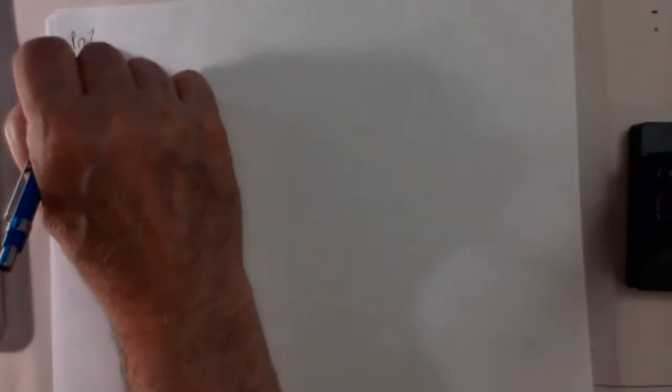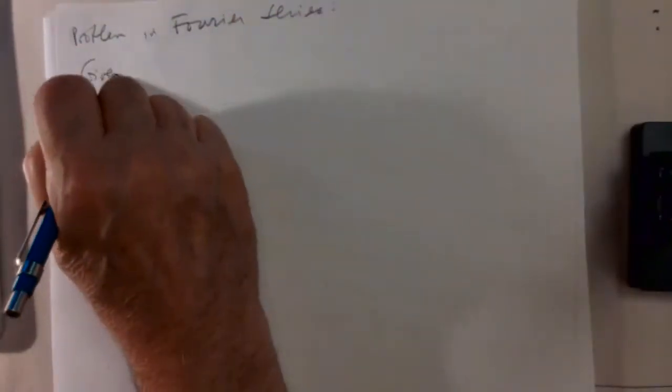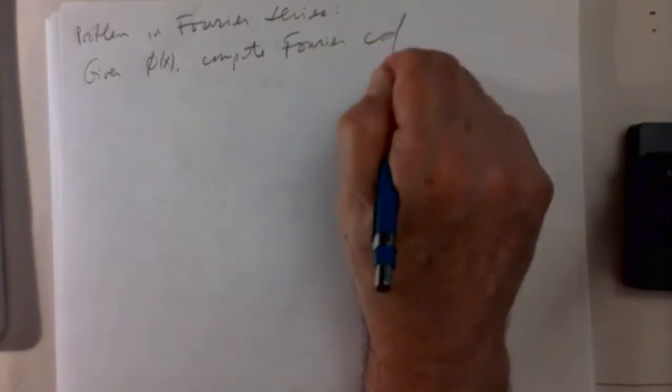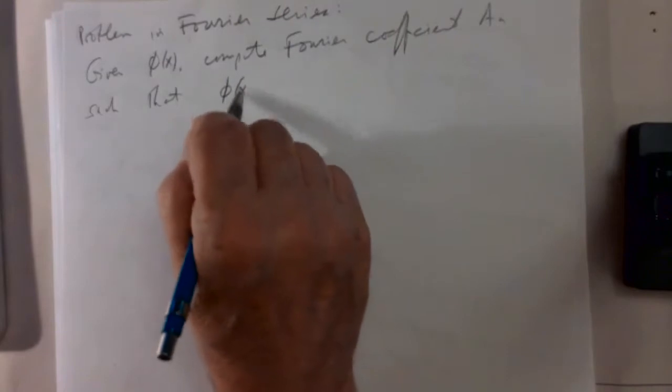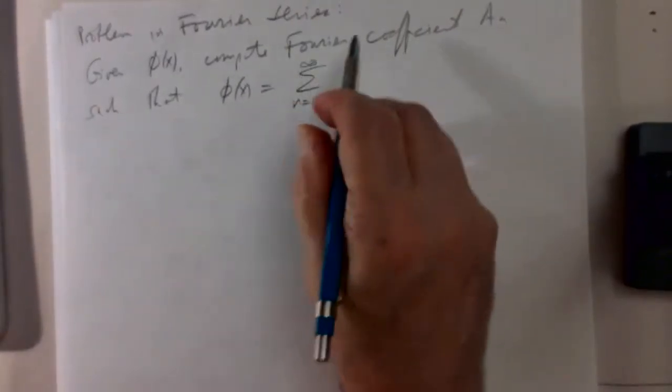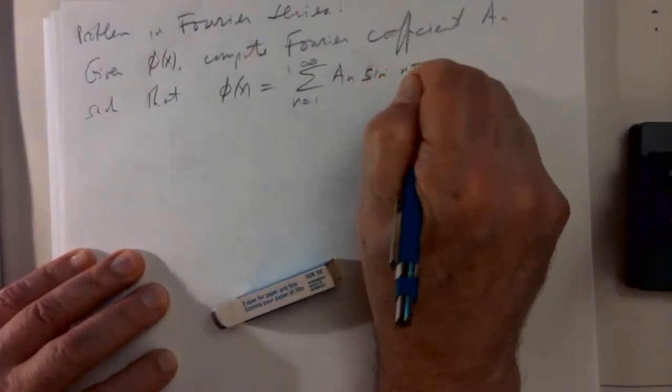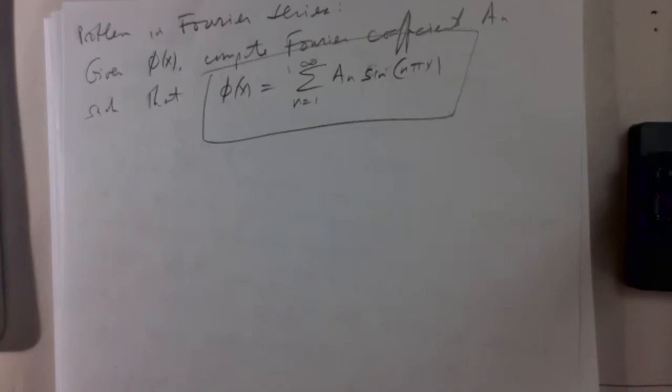So we have the following problem in Fourier series. Given phi of x, compute what we call the Fourier coefficients, a sub n, such that phi of x is a sum from 1 to infinity of a sub n sine of n pi x. Now, how do we compute these coefficients, a sub n?